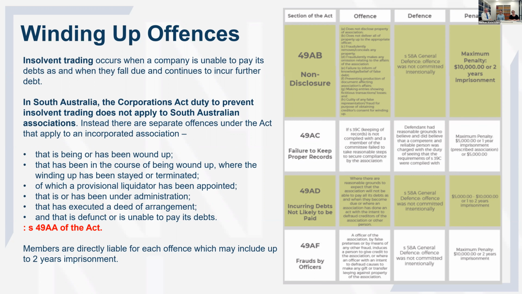And then fraud by officers. This is when they induce someone to give credit or an officer, with an intent to defraud, causes to make any gift or transfer, or levying against the property of the association. Again, the defence is that this wasn't intentional, but if you don't get up on that defence, you could be liable for a $10,000 fine or 2 years imprisonment.